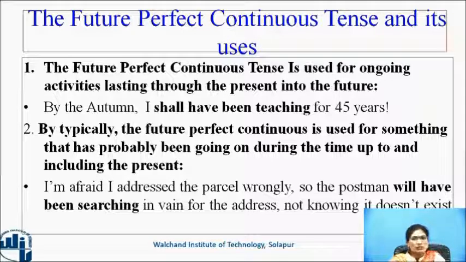For example, by the autumn, I shall have been teaching for 45 years. But typically, the future perfect continuous is used for something that has probably been going on during the time up to and including the present. For example, I am afraid I addressed the parcel wrongly, so the postman will have been searching in vain for the address, not knowing it doesn't exist.